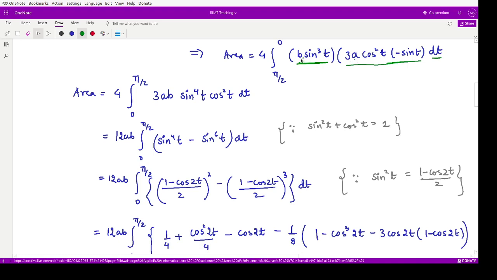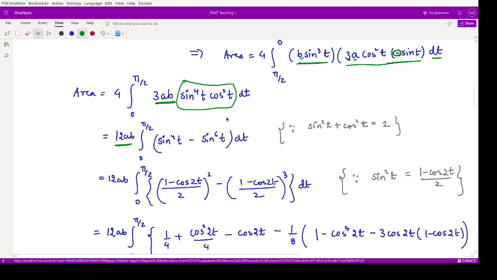3a and b are constants, so I can take them out from this integration sign. 3ab into 4 becomes 12ab, right? And we are only left with sine t raised to power 4 and cos t raised to power 2. Moreover, this negative sign is used to invert these limits. So we can write the limits now from 0 to pi by 2, and the negative sign is absorbed in inverting these limits. So we have to calculate the integration for this function.